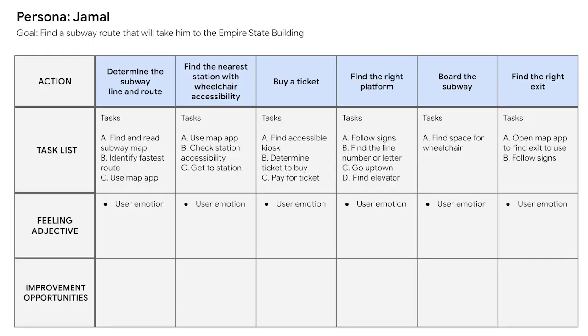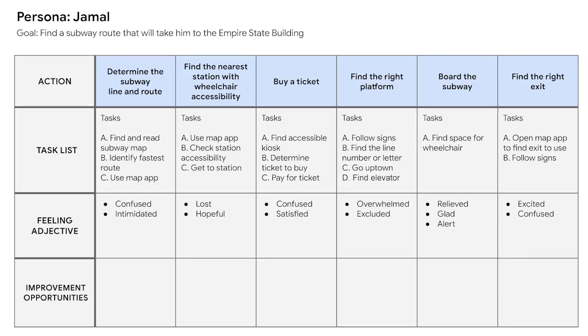You've completed Jamal's physical journey, but you still need to consider his emotional journey too. The third action in mapping a user journey is identifying the user's likely emotions as they go from task to task. For example, imagine how Jamal might feel the first time he looks at the subway line map. He might be confused and intimidated.